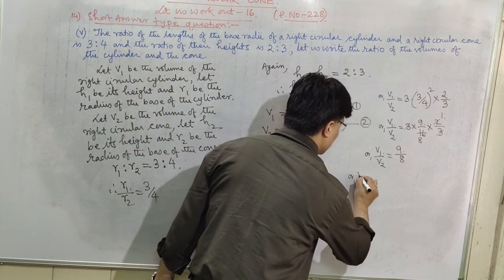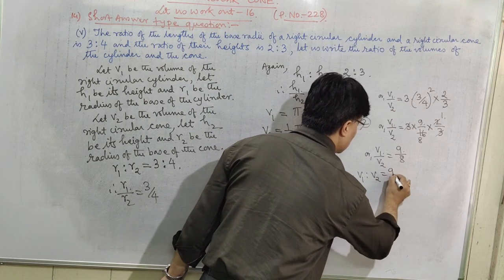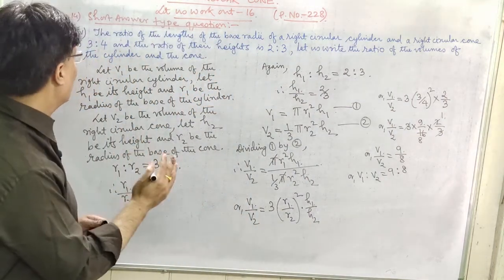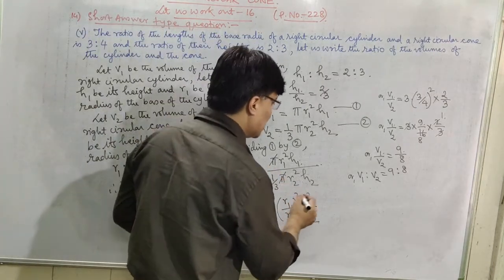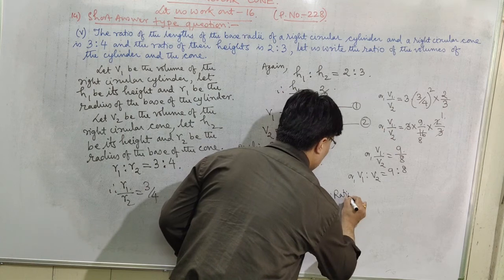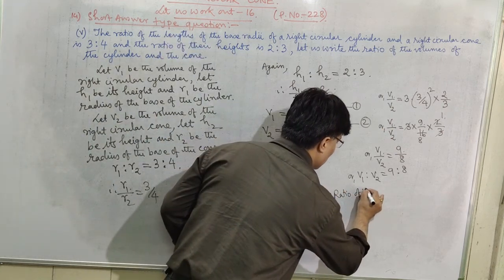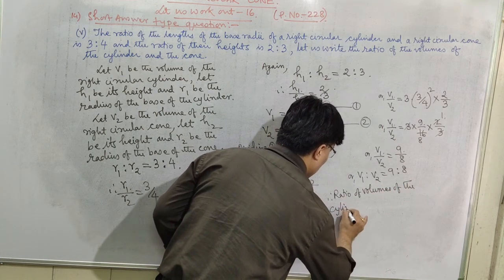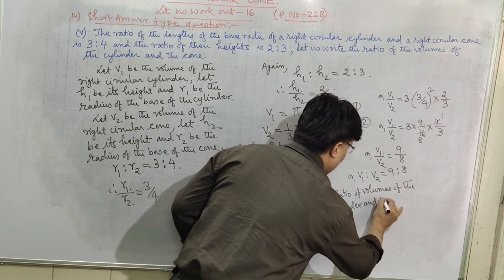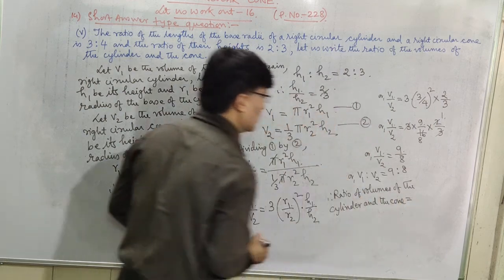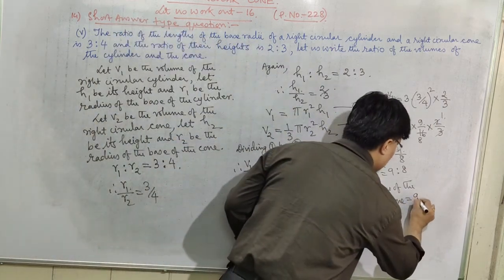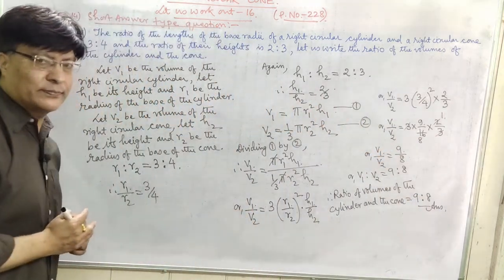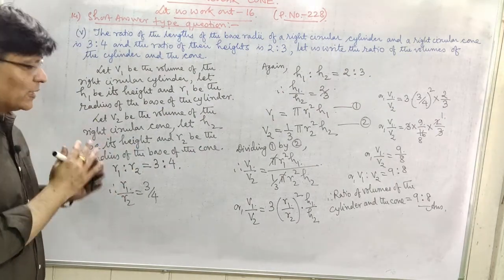So you can write it in terms of ratio. V1 is to V2 is equal to 9:8. So that is the answer. What is the ratio of the volumes of the cylinder and the cone? It is 9:8. So let us write down the answer. Therefore, the ratio of volumes of the cylinder and the cone is equal to 9:8. So this is the final answer. I think you have understood it. So you can copy it.